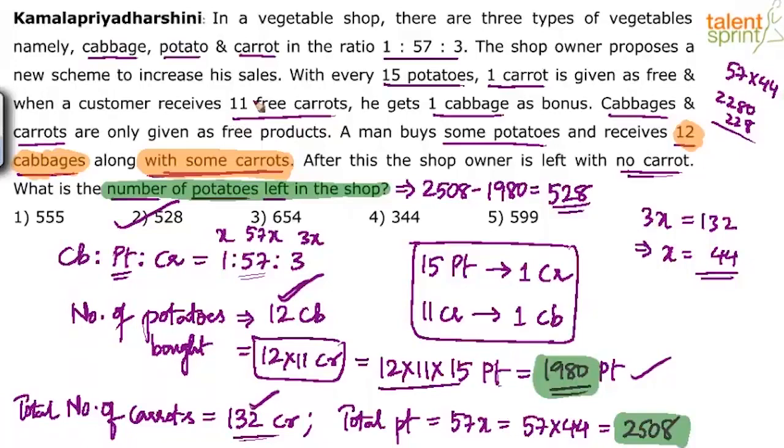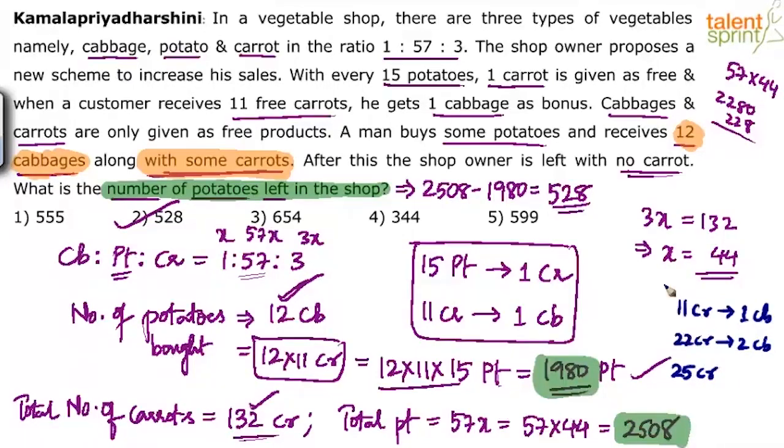So the idea is this, right? Let me do the remaining part in a different color. Whatever we are doing in this dark blue is just to tell you what point we have missed. Our answer, 528, is correct, but we did not consider this point. If he gets 11 carrots, he will get 1 cabbage. If he gets 22 carrots, he will get 2 cabbages. What if he gets 25 carrots?